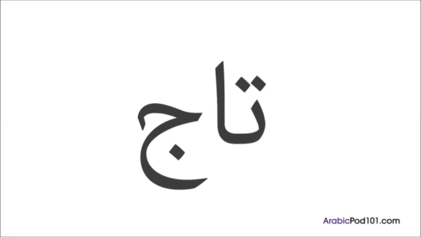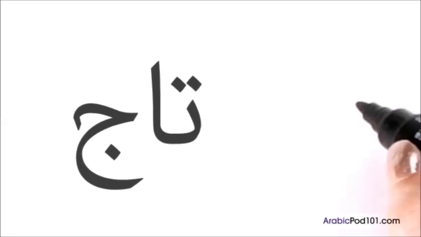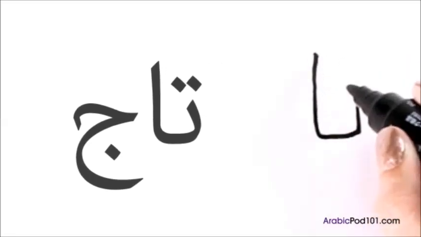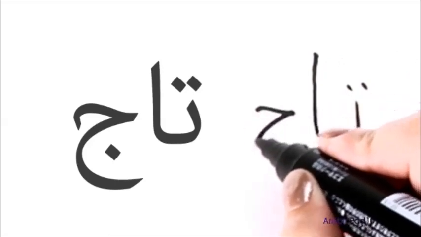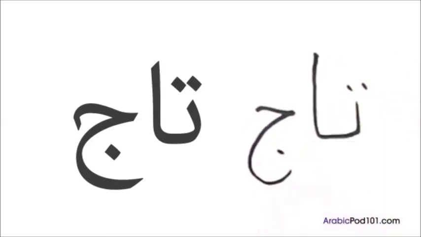Taj. First, write the ta. The boat connected to the alif, the two dots, then the jim in the isolated form. Nice work! Practice writing some words from the letters we've learned so far. Try the following. Najaha, meaning to succeed. Jan, meaning side. Hajj, meaning pilgrimage.